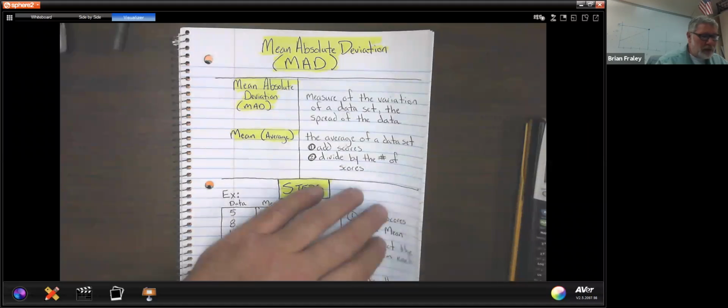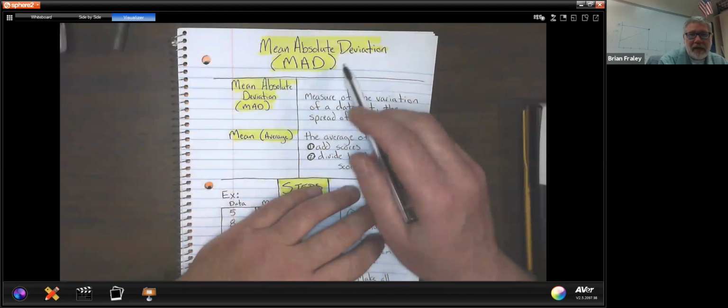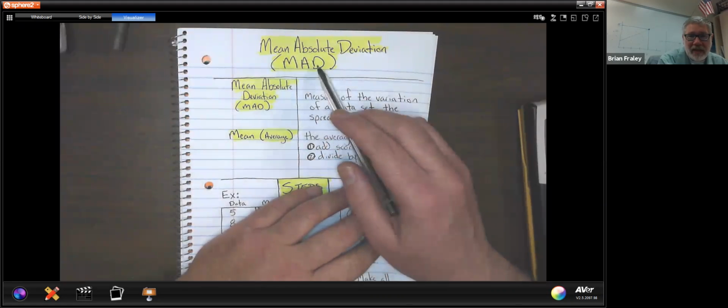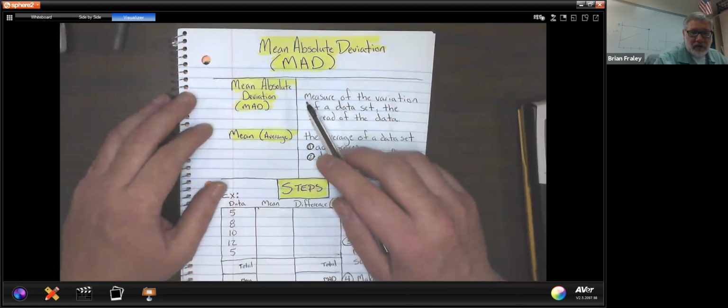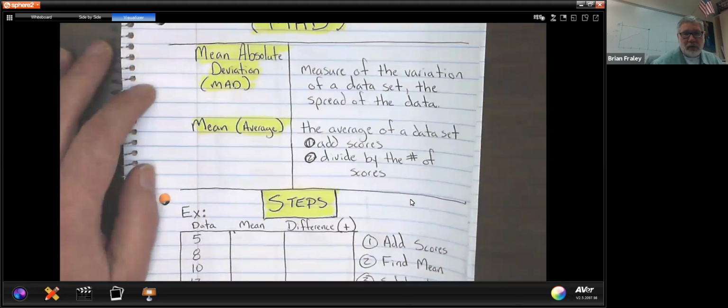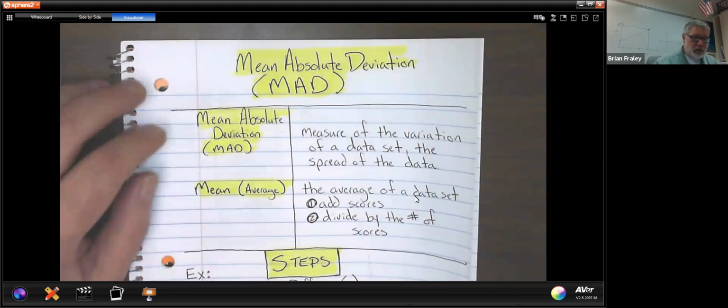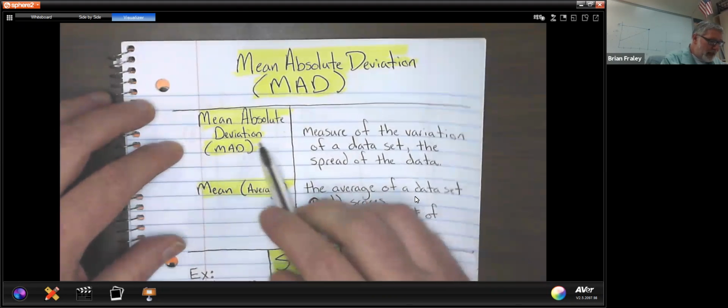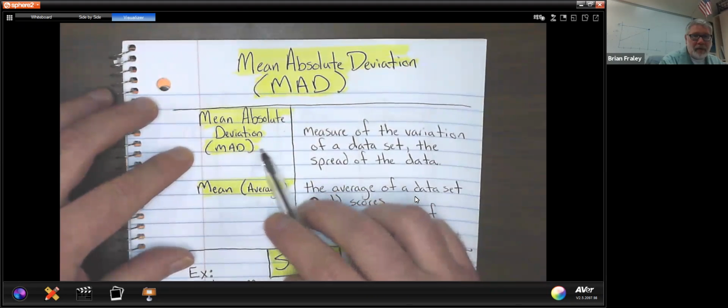Okay, guys, today we are talking about mean absolute deviation, or in other words, we can just say MAD, M-A-D. First thing we're going to do is go over a few definitions just to make sure we understand. One is a review definition, the other one is new. The new definition is mean absolute deviation, or MAD.